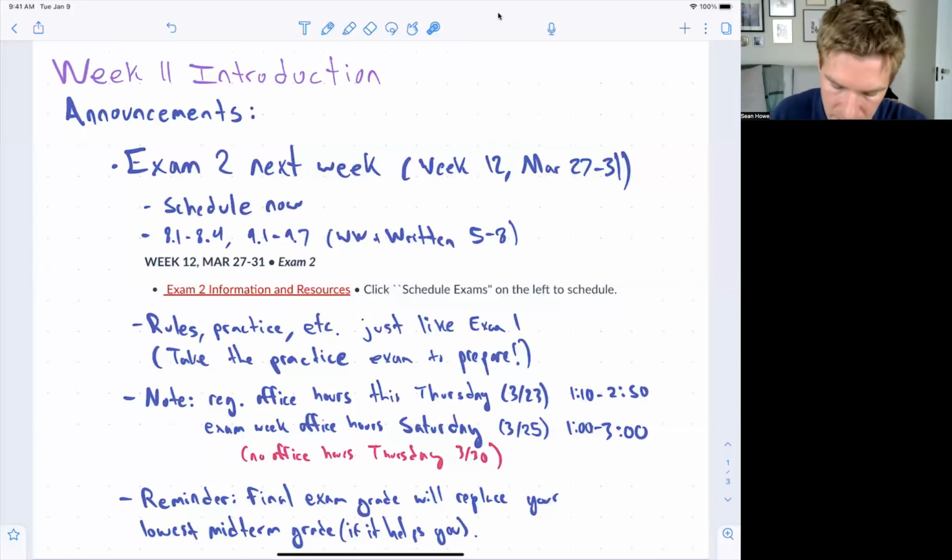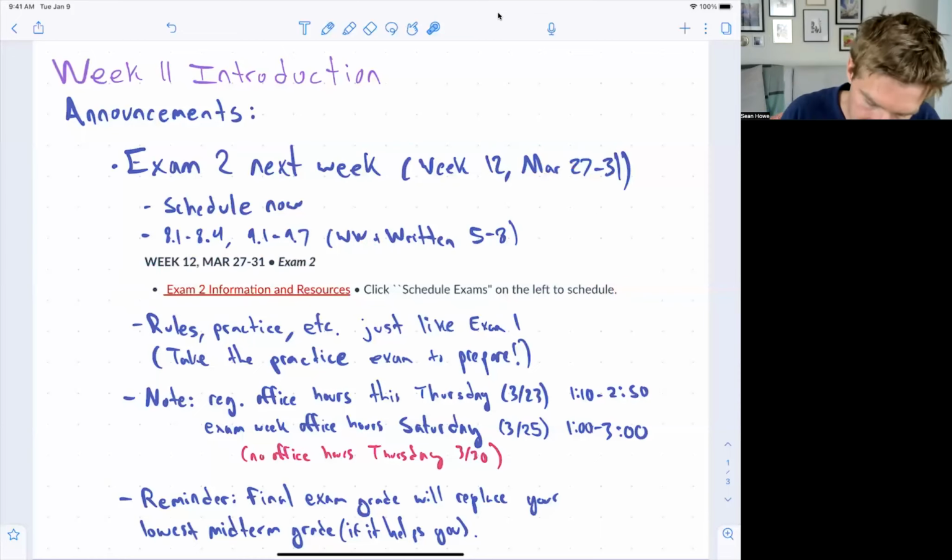Just like the first exam, there's a web page with information and resources, including practice exams. So if you scroll down to week 12, you'll see this link here. If you click on this, this will get you access to all that information. You'll get to preview the formula sheet and so on. So do go ahead and look at that. The rules for the exam, the format, the practice, they're just like exam 1.